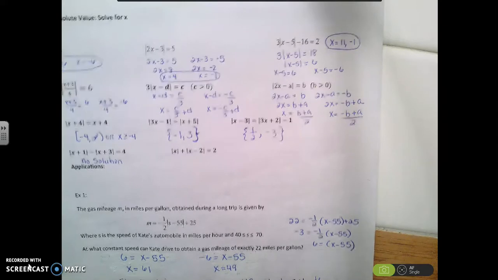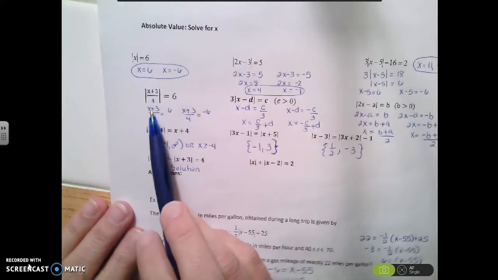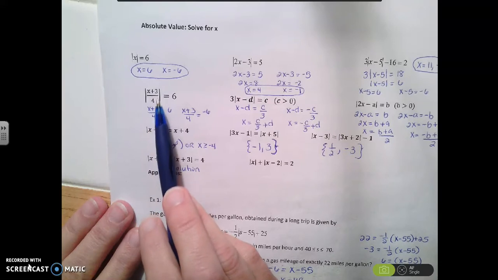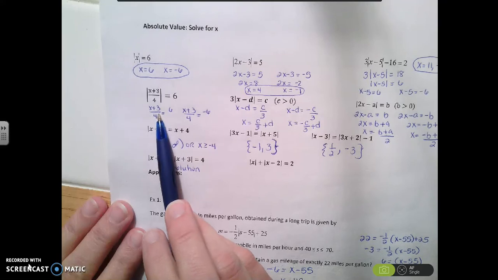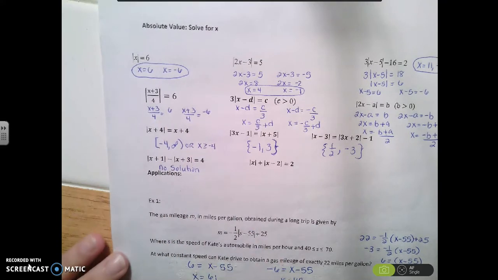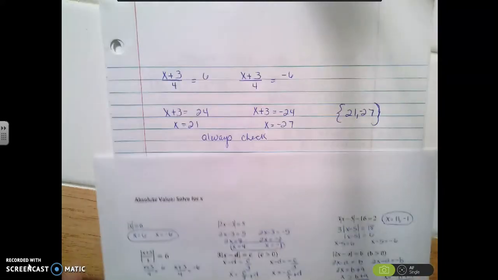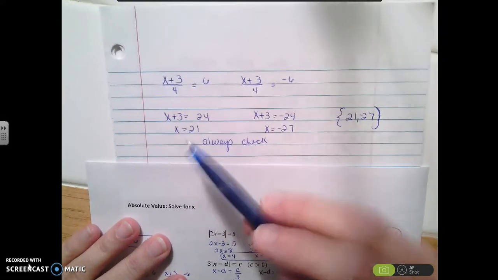Okay, let's look at this last problem over here, and then we're going to go to another video. We'll have the rest of them. So we have the absolute value of x plus 3 over 4 equals 6. So I'm going to set the x plus 3 over 4 equal to 6 and equal to negative 6. So to solve that, I need to do cross multiplication.